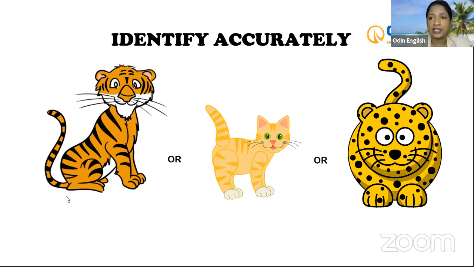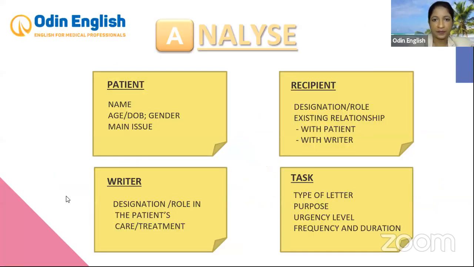This applies to OET also. So when you are asked to write about a particular thing, you should write about that. So you should be able to identify the purpose accurately. That is one of the first steps. So let's see what are the things that we should analyze. The analyze step includes looking at and identifying 4 areas.